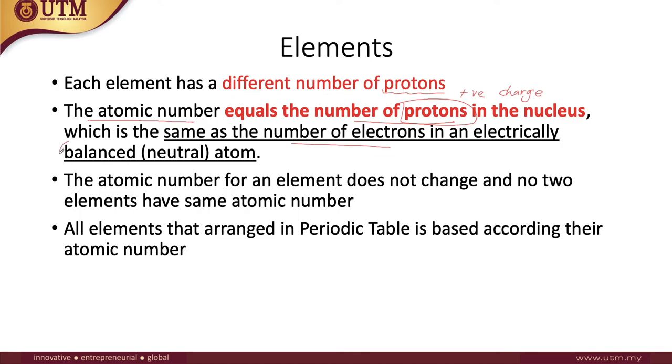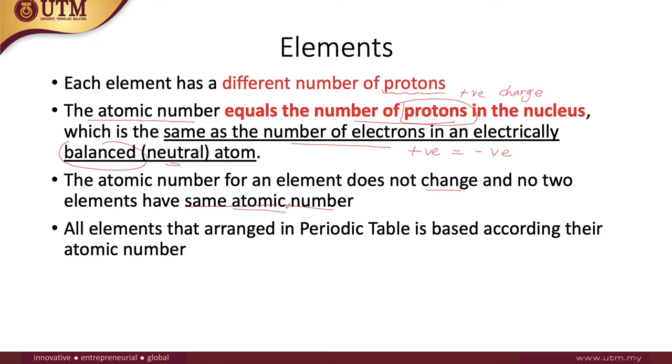What is electrically balanced? It means in a neutral condition. In a neutral condition, the number of protons, the number of positive charge, equals the number of negative charge. So in this situation, we call it an electrically balanced neutral atom. So in a neutral atom, usually the number of protons and the number of electrons is the same.